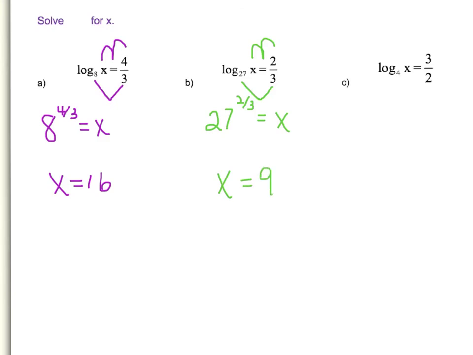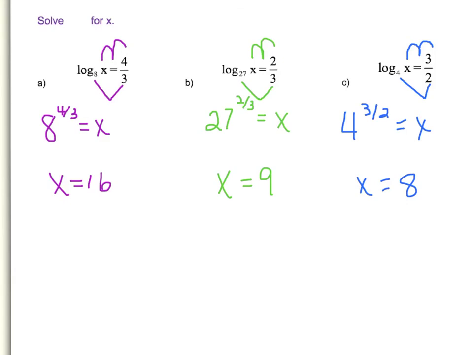Now let's look at the third example. We will have log base 4 of x equals 3/2. So I will write that as 4 to the 3/2 power is equal to x. Put this in your calculator and x equals 8.